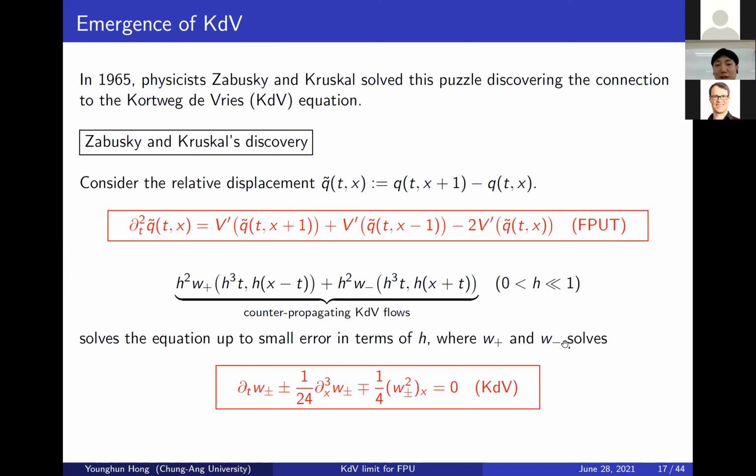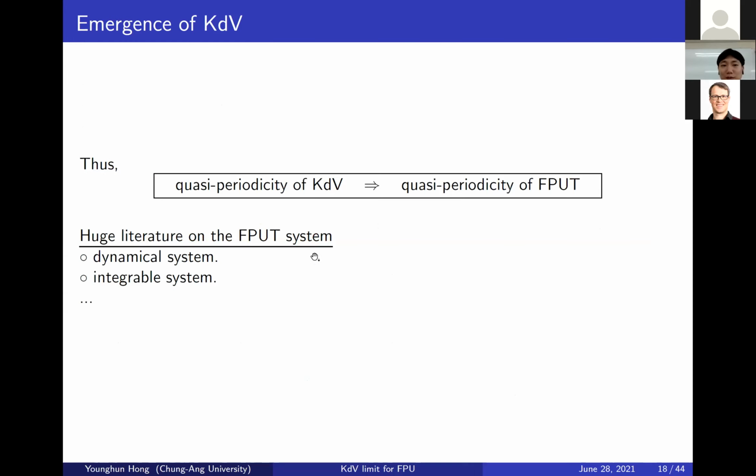Okay, and then there is some sort of mixture of the theory. I don't know which one came first or later, but in the current literature, we can explain the quasi-periodicity of the FPUT system by the connection to the KdV equation. And as I mentioned, there is a huge literature, of which I'm completely ignorant. But yeah, okay, so this is what I wanted to say in this talk.